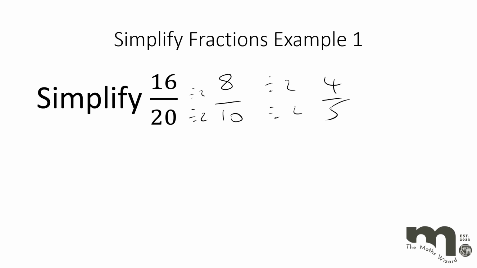You don't always necessarily have to use 2 though. You've got 16 and 20. You might also realise that these numbers are both in the 4 times table, so you can divide by 4, and that will get you straight down to 4/5 there. It doesn't matter though if you do half and half it again. It doesn't really matter as long as you get to your simplified value.